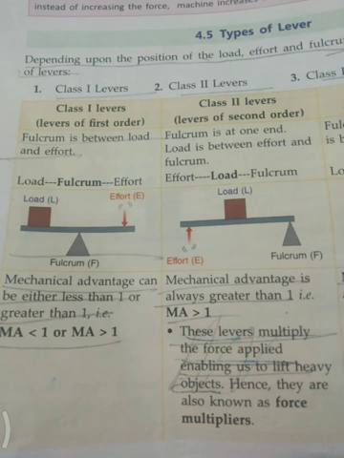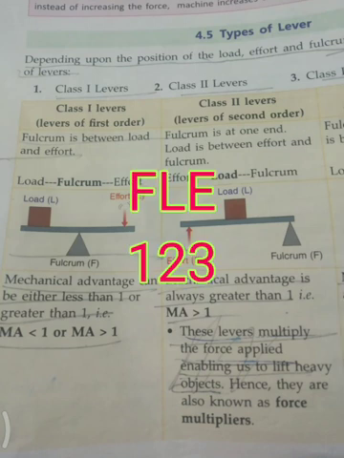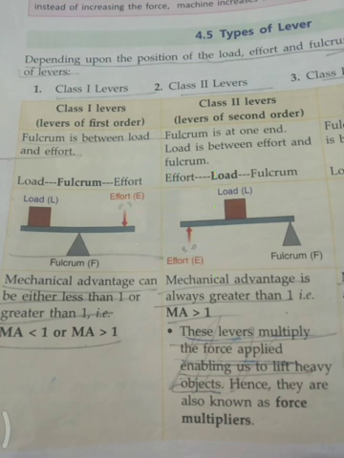Depending on the position of the load, effort and fulcrum, lever is divided in 3 types: class 1 lever, class 2 and class 3. Class 1 lever, it is lever of first order in which fulcrum is between load and effort. And mechanical advantage in case of first class lever is either less than 1 or greater than 1.